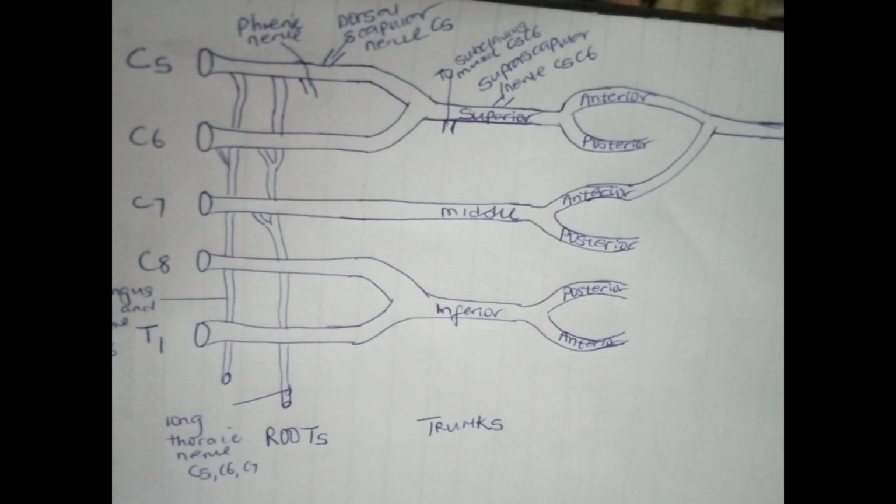The brachial plexus has 3 cords. Above, we have the lateral cord. The lateral cord is formed by the unification of the anterior divisions of the superior and the middle trunk. Their anterior divisions form the lateral cord.